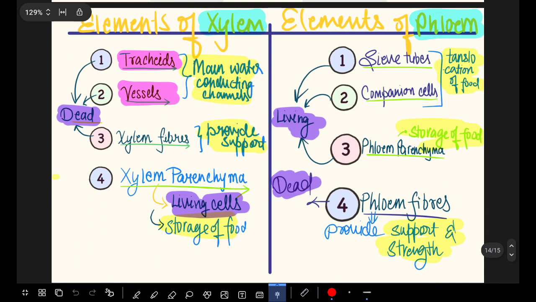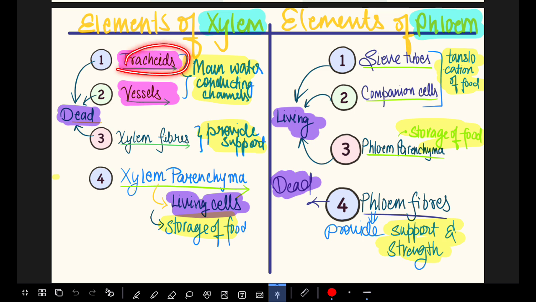Now this slide is very important: elements of xylem and elements of phloem. Elements means the different cells which constitute xylem. So tracheids, vessels, xylem fibers and xylem parenchyma are the elements of xylem, whereas sieve tubes, companion cells, phloem parenchyma and phloem fibers are the elements of phloem.